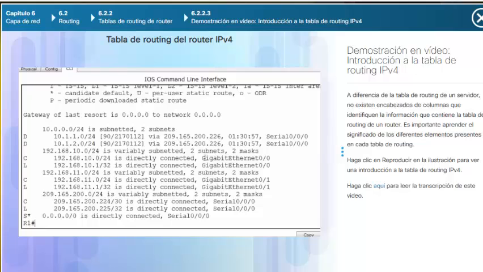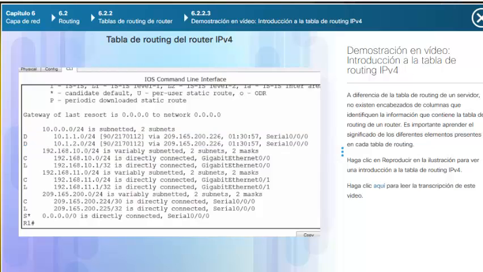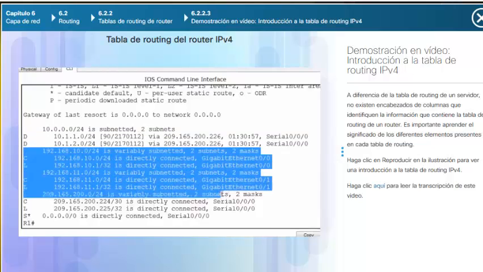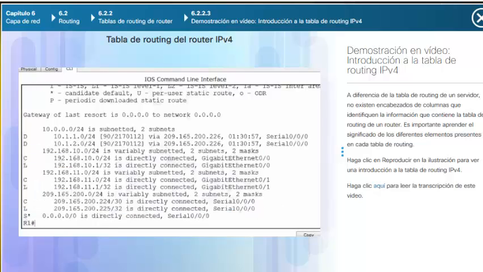For instance, if we look at these two entries here, these are remote network routes. If we look at these entries here, these are for connected network routes. The last entry in the routing table is a default route, or gateway of last resort. Notice the quad 0 all networks address with all zeros net mask.